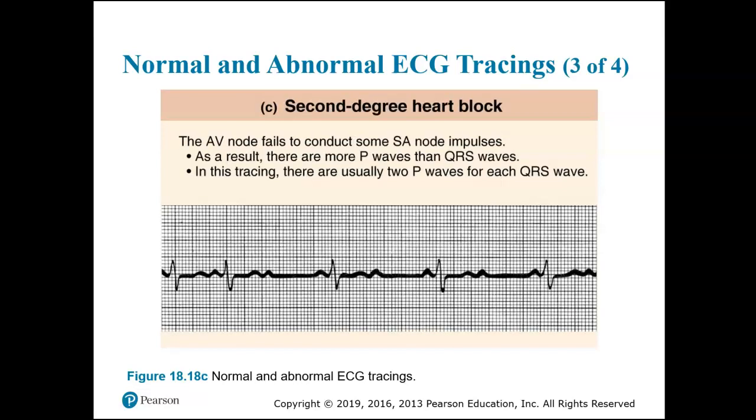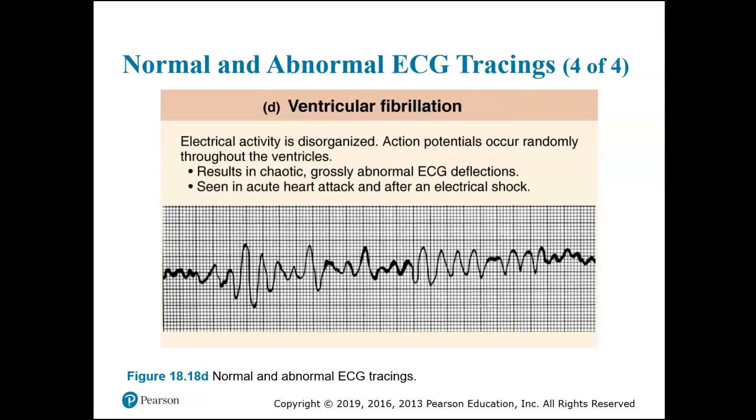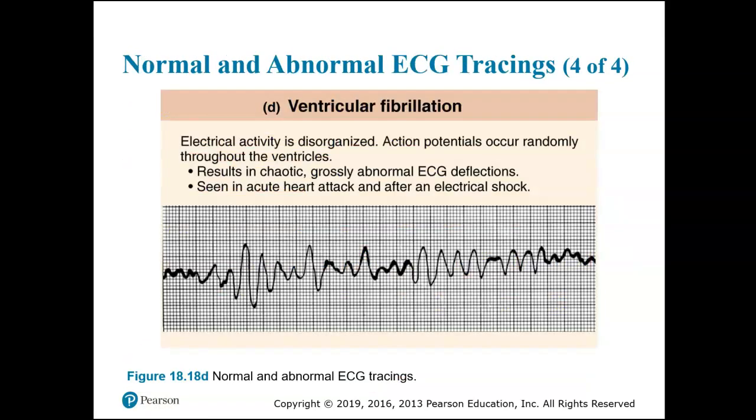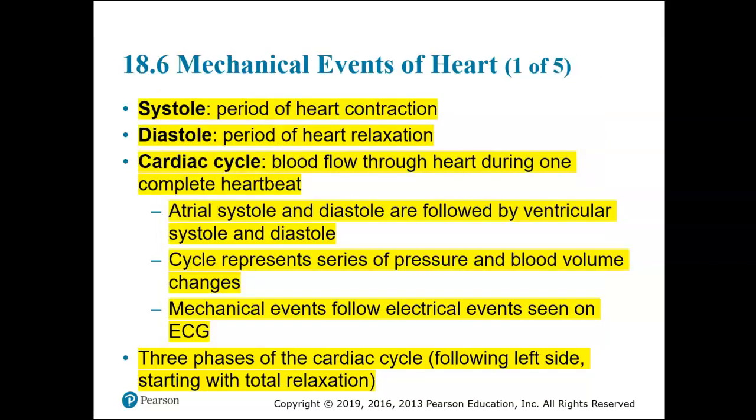And this is showing you a second-degree heart block. The AV node fails to conduct some SA node impulses. As a result, there are more P waves than QRS waves. There are 2 P waves for each QRS wave. In this one, this is ventricular fibrillation, and you can always tell that one because it's just so erratic.